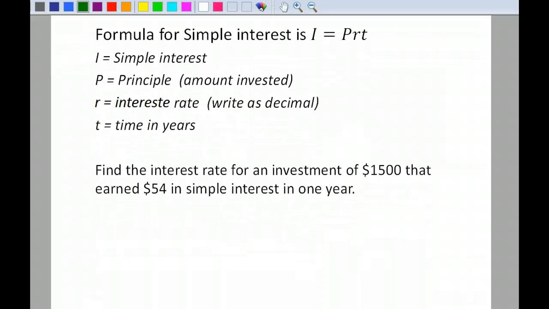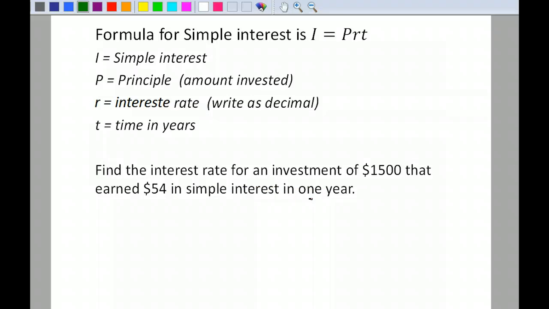Okay, now let's look at the formula for simple interest. Interest is equal to P times R times T, where I is the simple interest. P is the principal, that's the initial amount invested. R is your interest rate, and we're going to use that in decimal notation. And T is your time in years. Now I want you to find the interest rate for an investment of $1,500 that earned $54 in simple interest in 1 year.